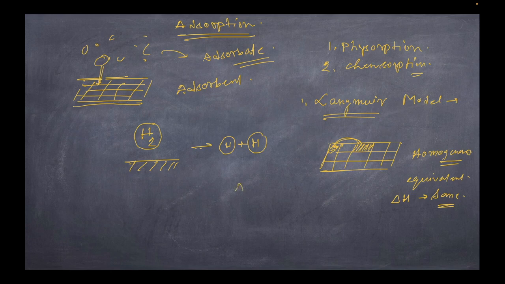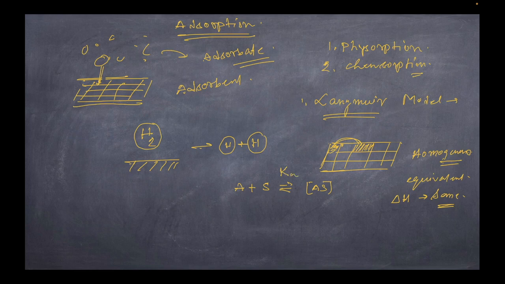Let's say the adsorbate is A and the surface site is S. Then there will be an equilibrium between A and S, and it will form the A-S complex, that means the adsorbate-surface complex. The equilibrium constant is, let's say, Ka.